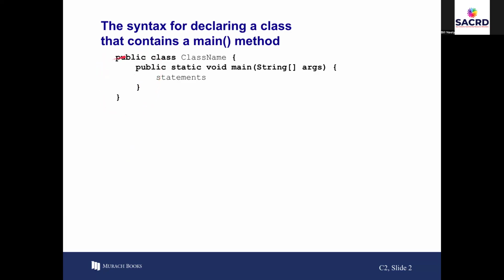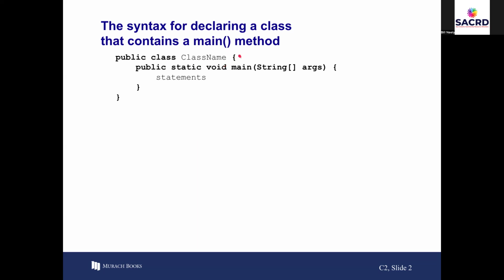We're going to have to define a public class. We're going to give it a class name. Inside that class, we're going to define a public static void main method, and it's going to have this parameter, String, an array of String named args. And then inside this public static void main, we're going to put our statements. This is where the logic is going to be that does the work that we have.